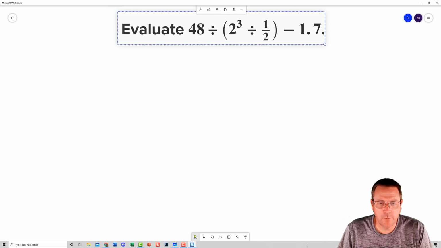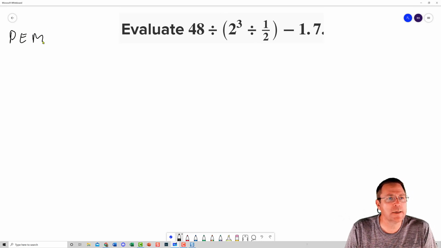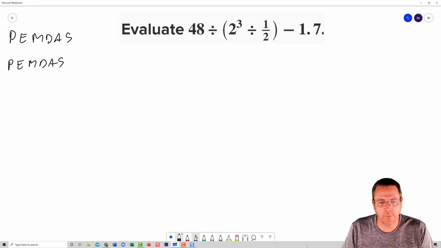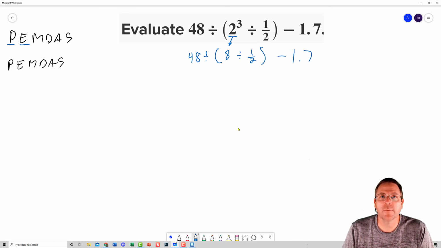Now, first thing I'm going to do is write PEMDAS twice, because I've got operations inside my parentheses and outside my parentheses. So first, I'm going to take care of the inside of my parentheses. So my parentheses is going to be P. There's no additional parentheses inside. But after that, I do have the E for your exponents right here. So my new line is going to be 48 divided by parentheses 2 times 2 is 4 times 2 is going to be 8. That came from right there. Divided by 1/2 minus 1.7.